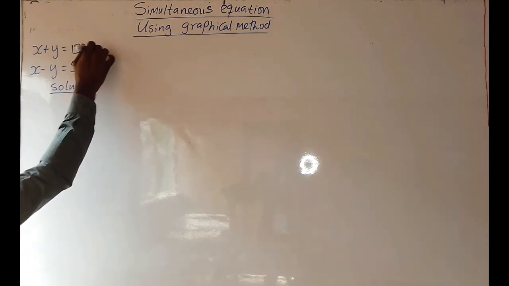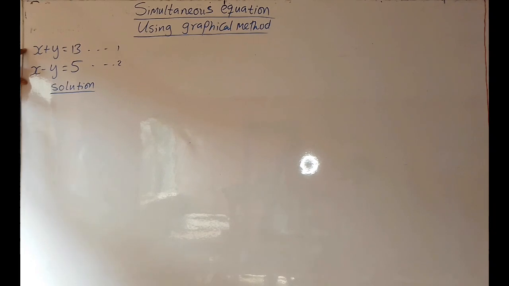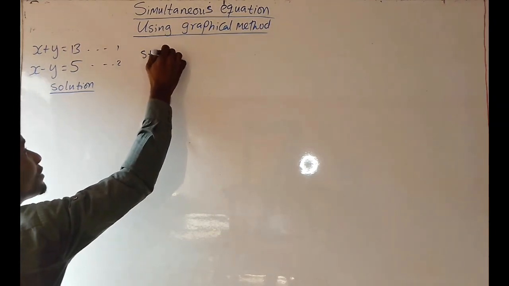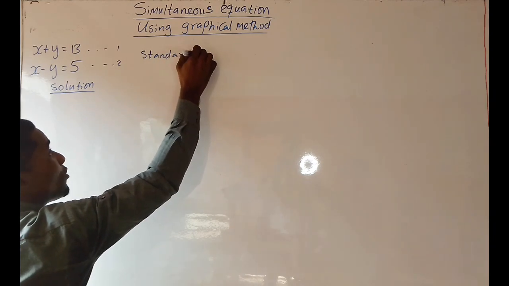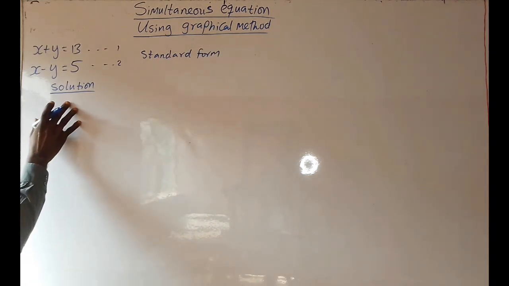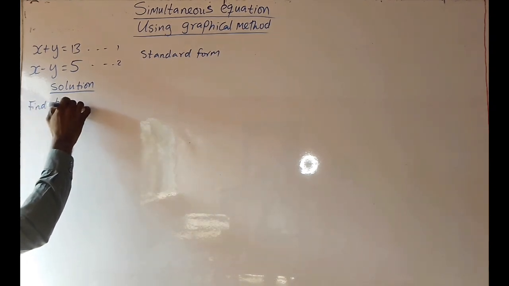We have two equations here, equation 1 and equation 2. Now looking at these equations, these are standard form equations. Now to solve them, we find their intercepts.